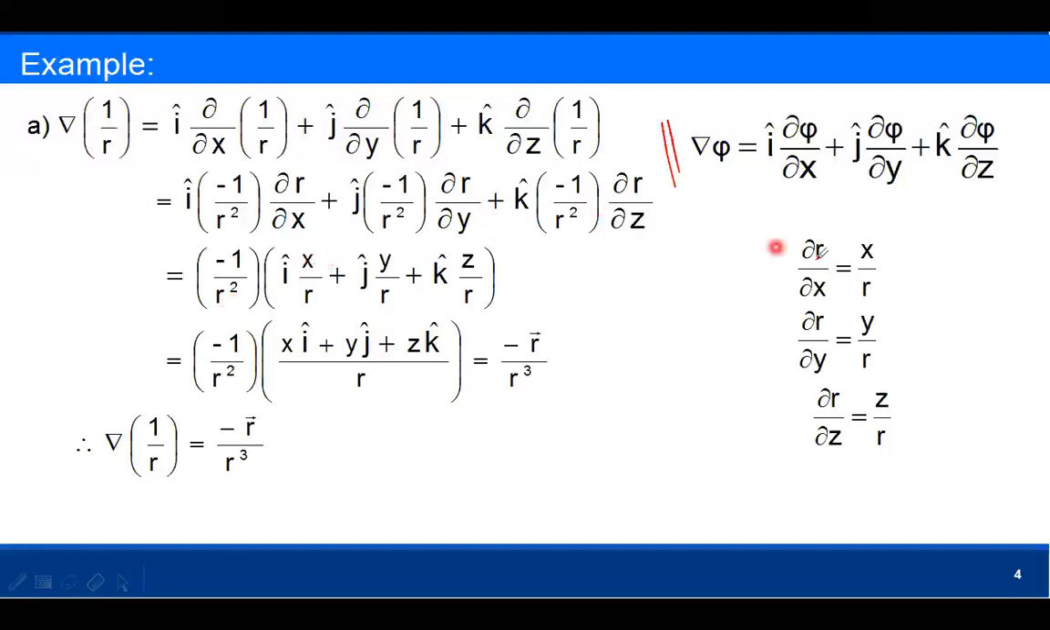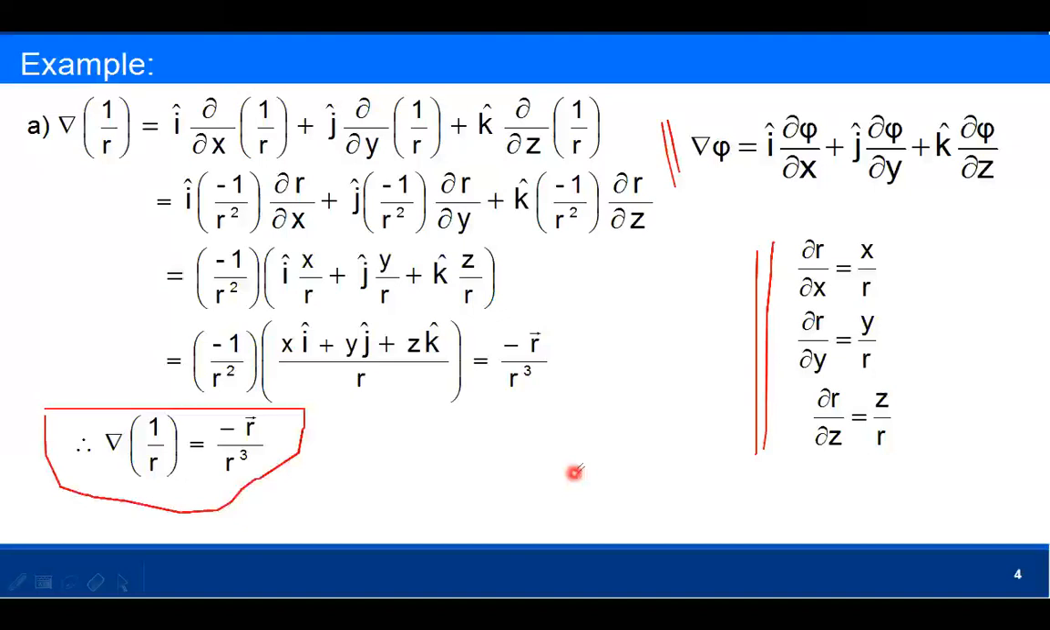So actually we already calculated this. Dou r by dou x means x by r, dou r by dou y means y by r, dou r by dou z means z by r. Now we are replacing these values. Since this denominator is the same, we are adding the numerators, that is xi plus yj plus zk upon r. What is xi plus yj plus zk? That is position vector r bar, multiplying this r square into r is r cube. Therefore, del of 1 by r equal to minus r bar by r cube.